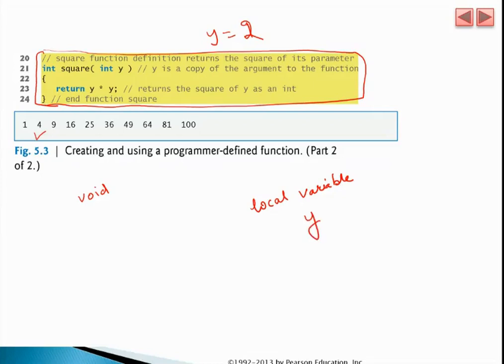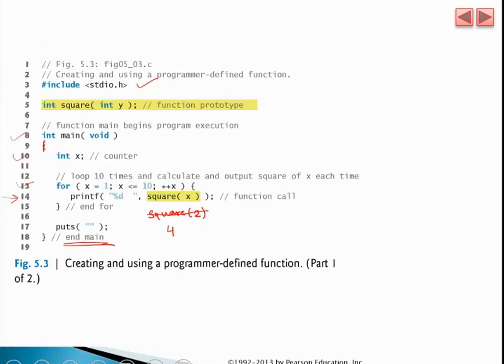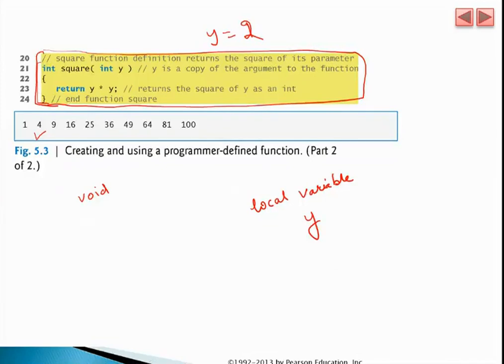Okay, because y is defined within the scope of this function. If you would like to print y in the main function, it will give you an error. Okay, the name error, it will tell you that this variable is not defined, because the scope of this variable is only inside this function.